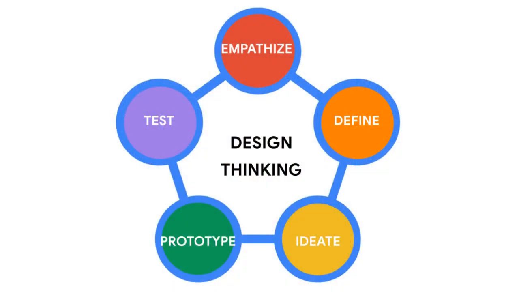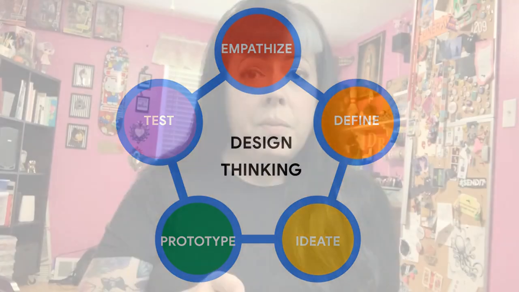All right, so the 5 steps for design thinking, which is actually a cyclical process, is to empathize, define, ideate, prototype, and then test. Now, you can remember these steps using the acronym Every Day is Party Time.